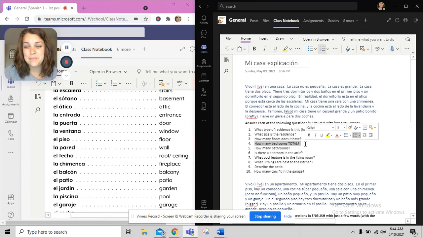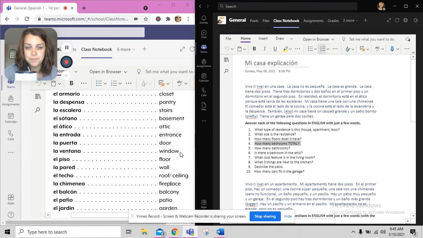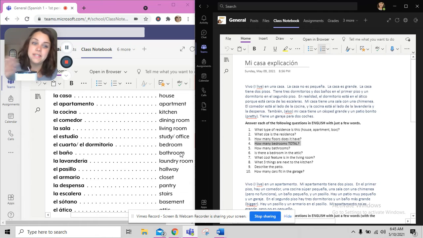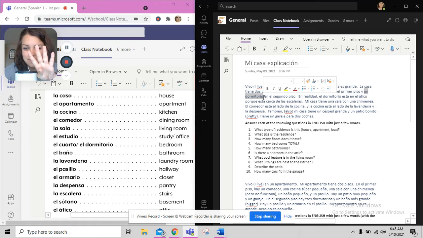Number 4, how many bedrooms total? So this one is slightly tricky, only slightly tricky. Maybe you don't remember the word for bedrooms, so then you'd have to go over to your vocab list and find the word for bedroom and figure out how many times I used this word here, dormitorio. So here's one. So we have 3 dormitorios and then un dormitorio. All right, so how many total? Right.